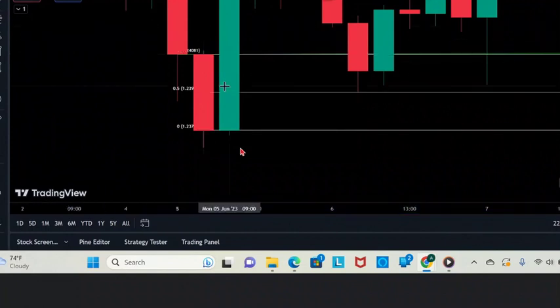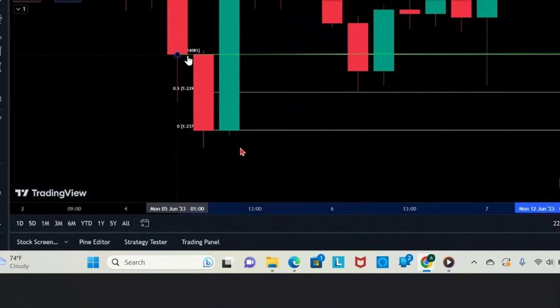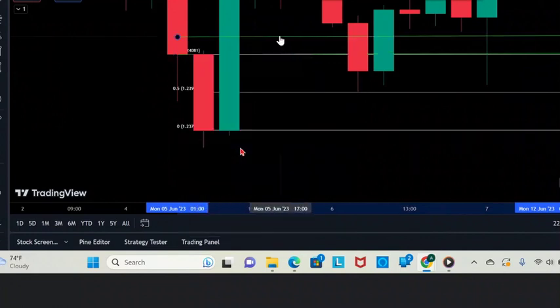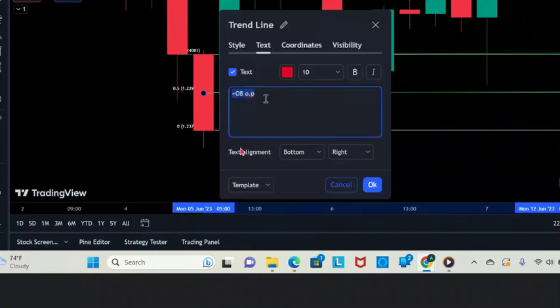Now scroll to the right, click on the green line, clone it and drag it down to the mean threshold, or you could just get another trend line, whichever one is easier. Make it a dash line, and label it mean thresh, plus sign OB MT.